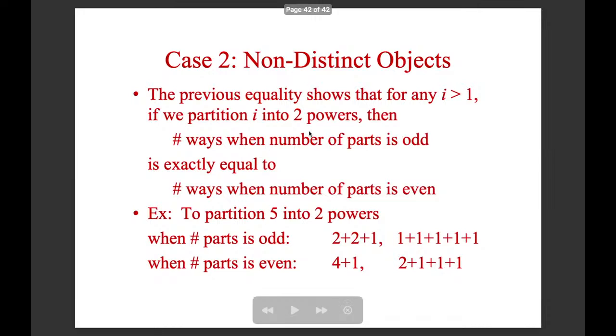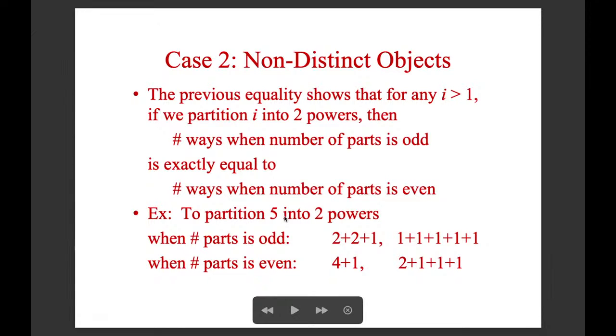It must mean that the number of ways to partition the number into 2 powers when the total number of parts is odd is the same as the number of ways when the number of parts is even. Now, this is a super interesting observation. There is no other cleaner method that I know that can explain why this is true.